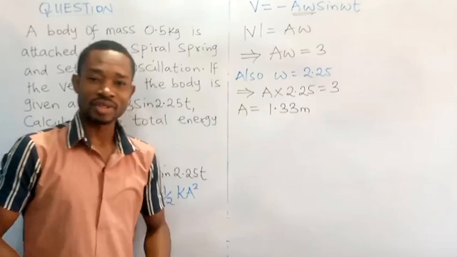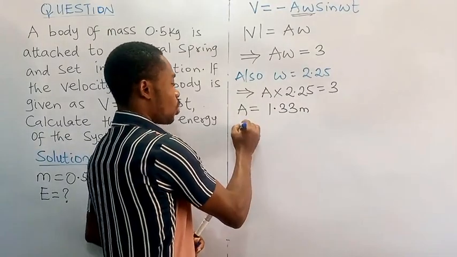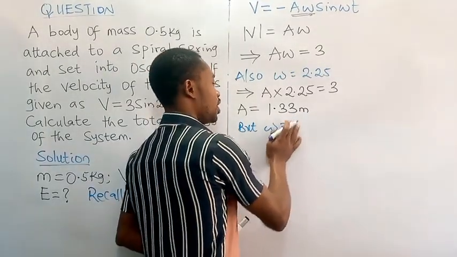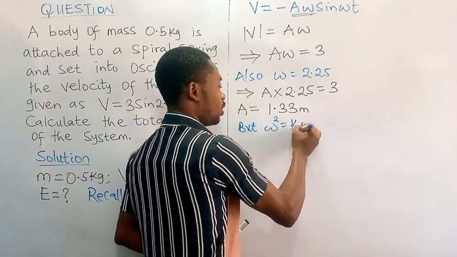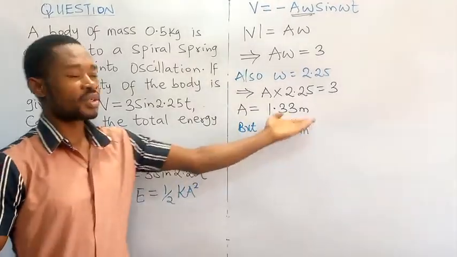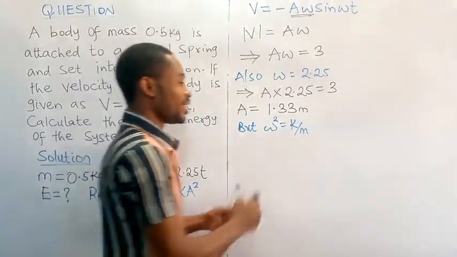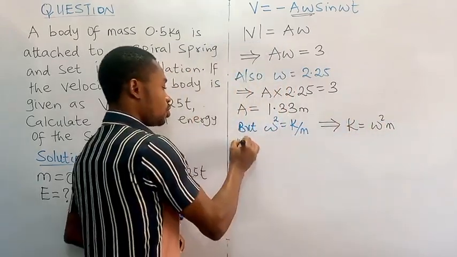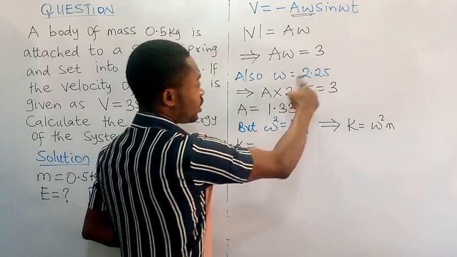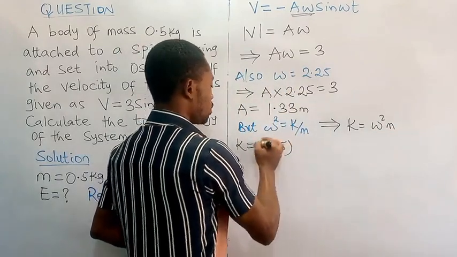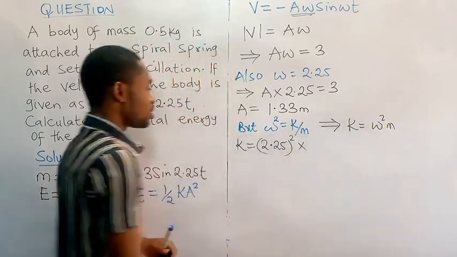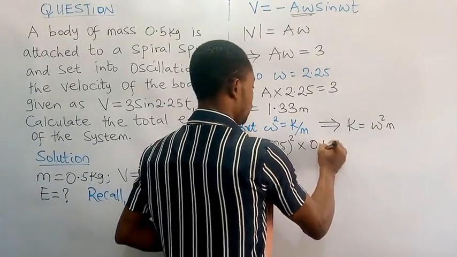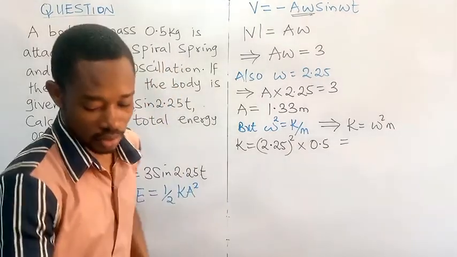From simple harmonic motion, you notice that W squared is equal to K all over M. That's the idea. Now from there I can get my K. The implication is that K is equal to W squared M. And then substituting, K is equal to our W, which is 2.25. So we're going to square it and multiply by the mass. Coming to the question, the mass was given to be 0.5 kilogram. So what is going to be the value of K?